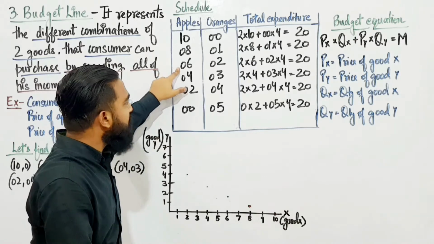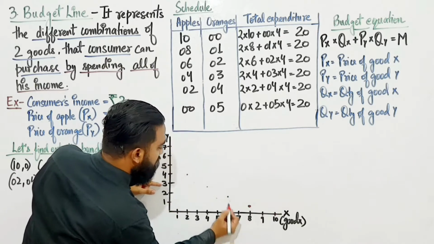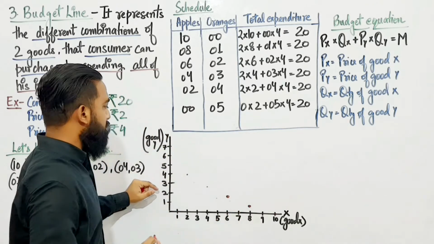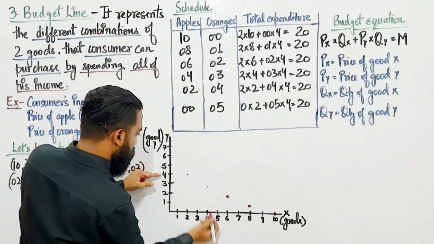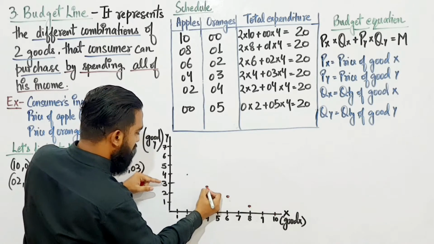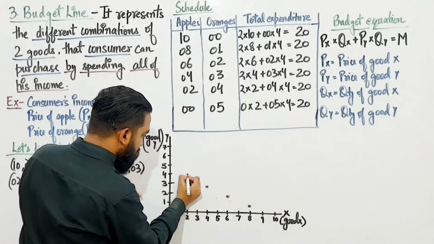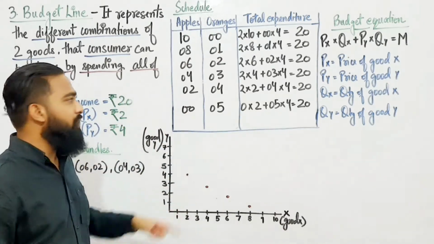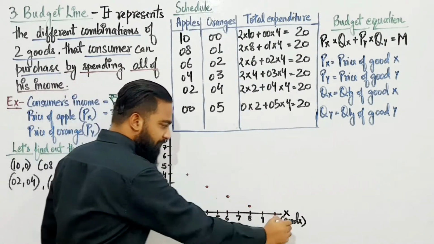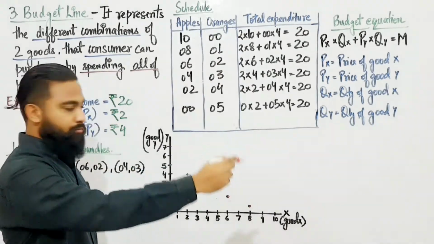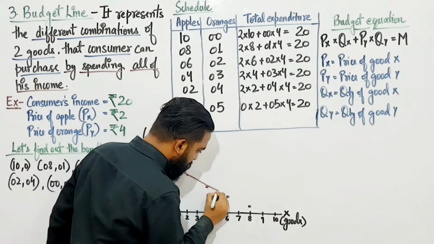When I was buying 6 apples, I was buying 2 oranges. Sorry, 2 oranges. When I was buying 4 apples, I was buying 3 oranges. When I was buying 2 apples, I was buying 4 oranges. And when I was buying 0 apples, I was buying 5 oranges. Now students, I guess you all have these points. Now join them. Join these points.